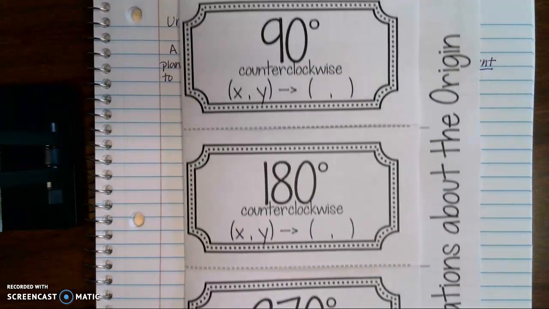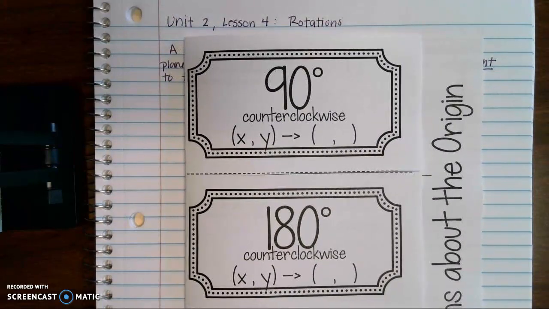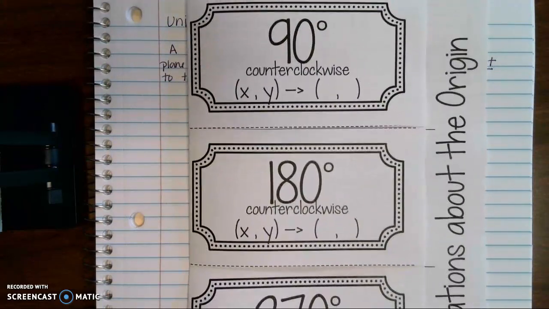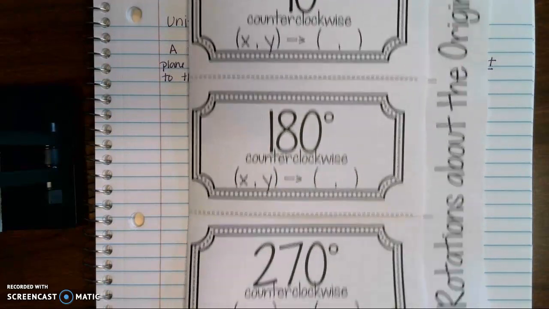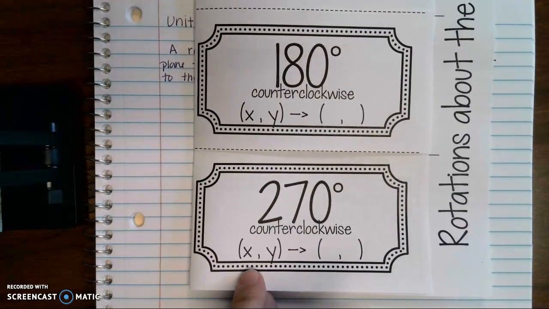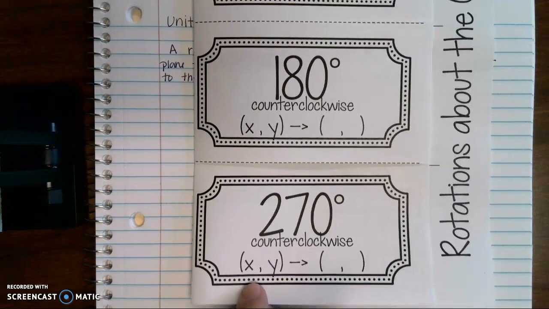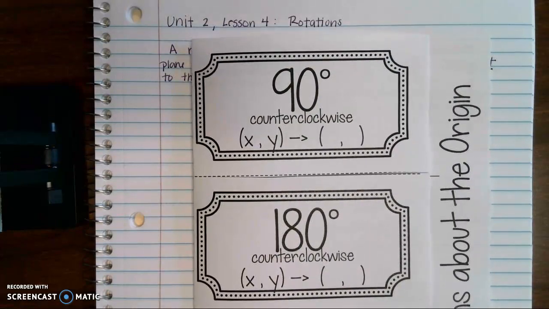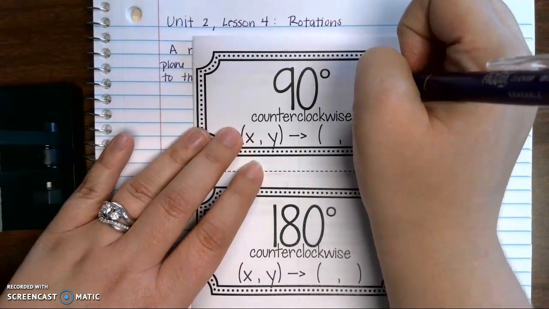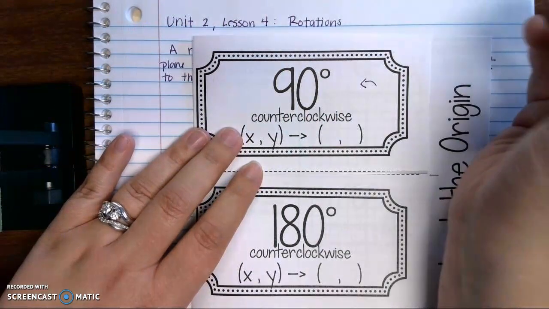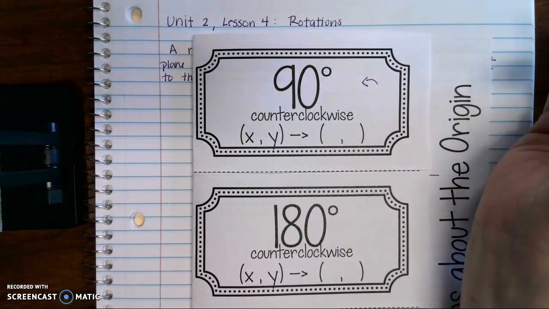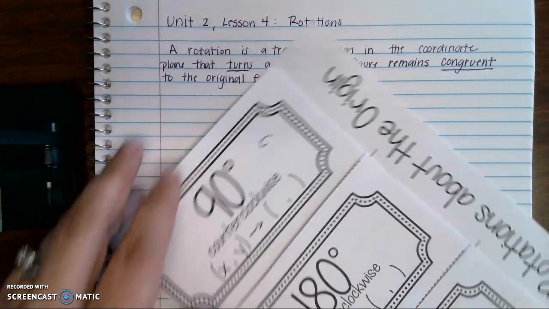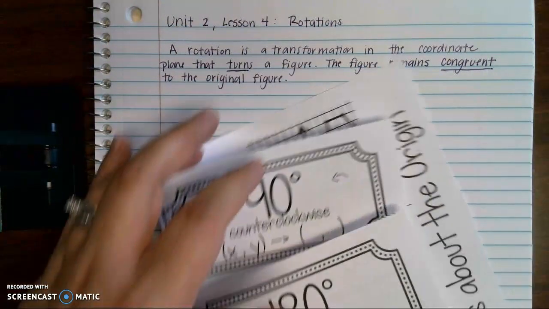And then there's three ways that we're rotating. 90 degrees counterclockwise, 180 degrees counterclockwise, and 270 degrees counterclockwise. Remember, counterclockwise is the opposite way that a clock would turn. So we're turning in this way, kind of towards the left. We turn our paper like so because we're going counterclockwise.